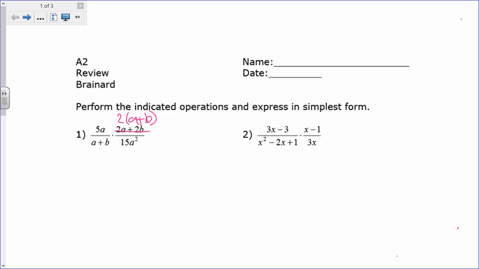Since it's a multiplication problem, I have nothing else that I have to do other than to start canceling things. So this a plus b goes with that a plus b. The 5a becomes a 1, and the 15a squared becomes 3a. And that's all I can cancel. So on the top, I'm left with a 2, and on the bottom, a 3a. Now remember, you're multiplying, so those 1s don't really mean anything when we multiply.